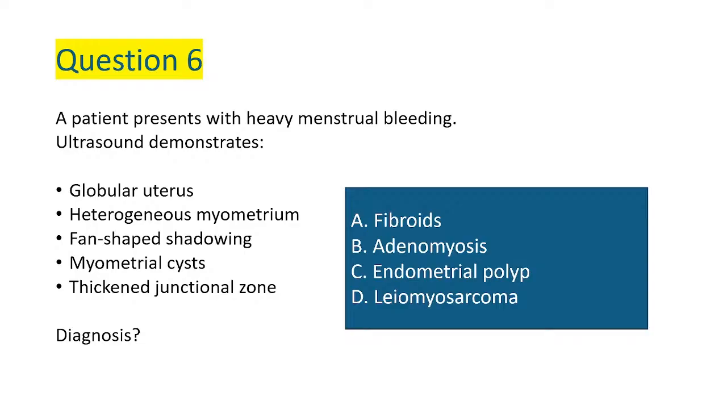Leiomyosarcoma. A patient presents with heavy menstrual bleeding. Ultrasound demonstrates globular uterus, heterogeneous myometrium, fan-shaped shadowing, myometrial cyst, thickened junctional zone. What is the most likely diagnosis? Fibroids, adenomyosis, endometrial polyp, leiomyosarcoma.